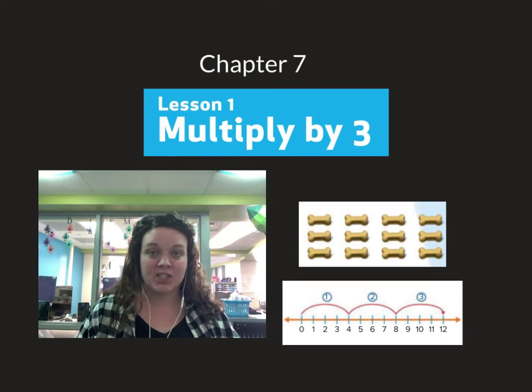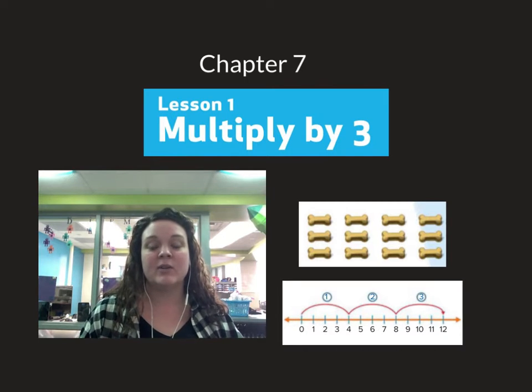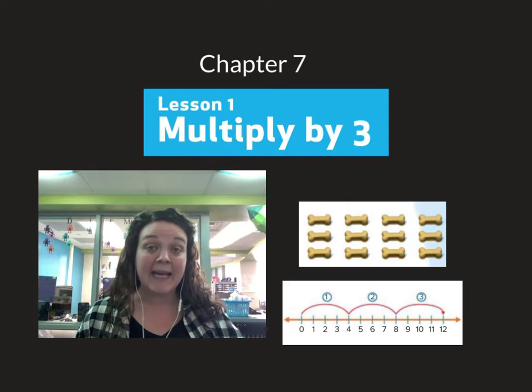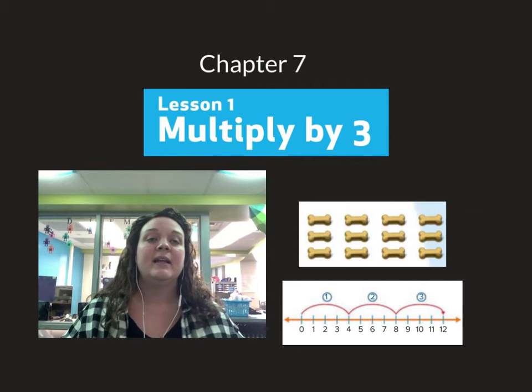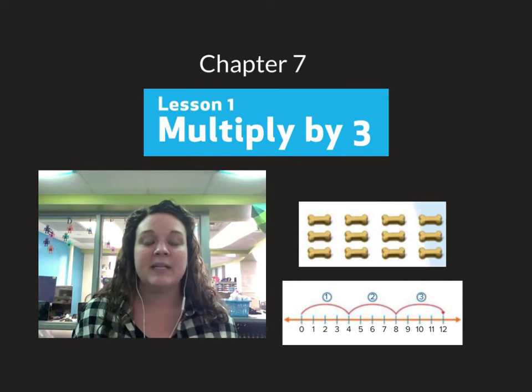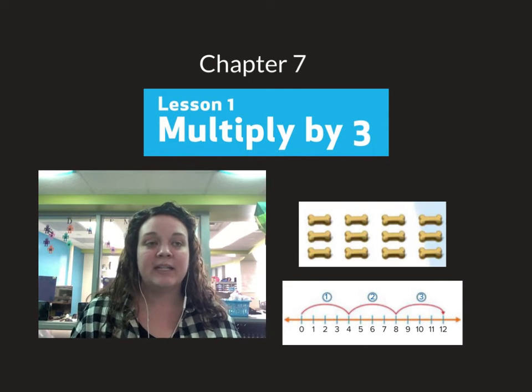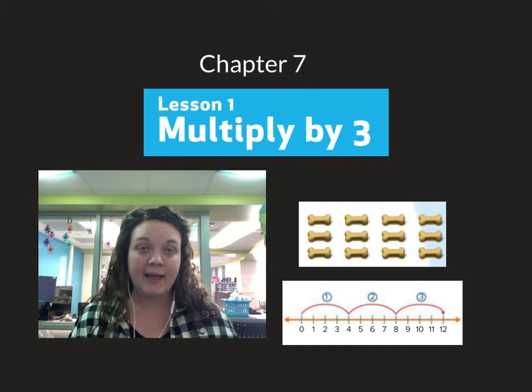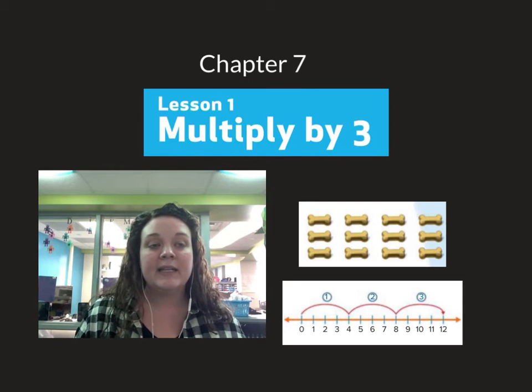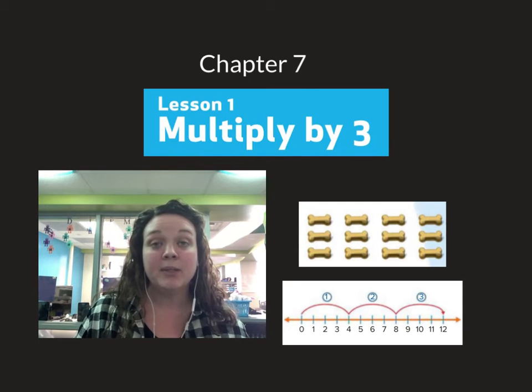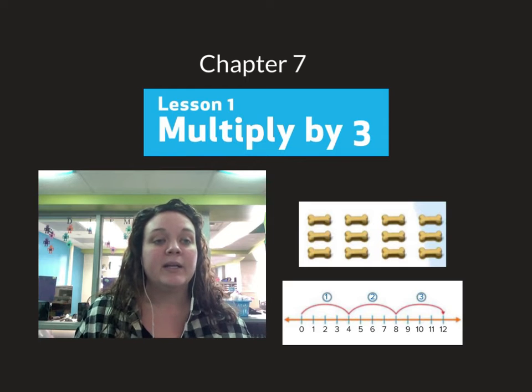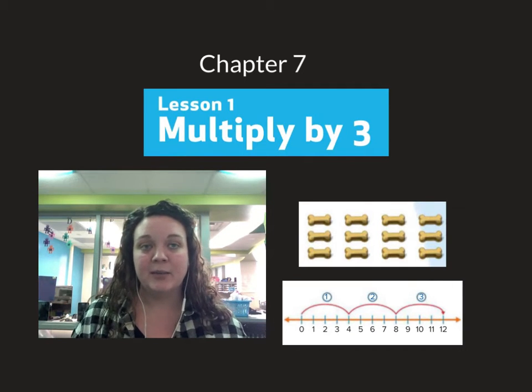Today, and for this chapter, we're going to be focusing in on our multiplying and dividing again. Today, our focus is going to be on threes. So I kind of put some examples over there. The first one is an array. We're going to be looking at arrays, and then we have a number line below where we are going to be doing our skip counting on a number line.